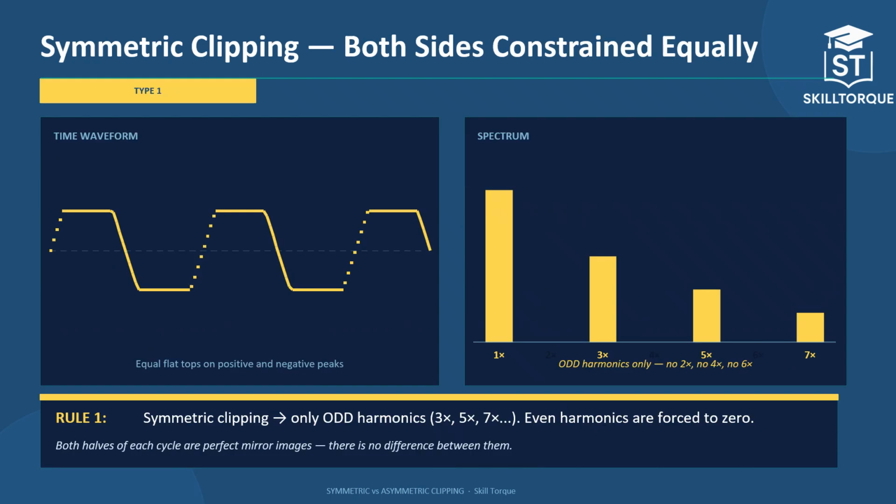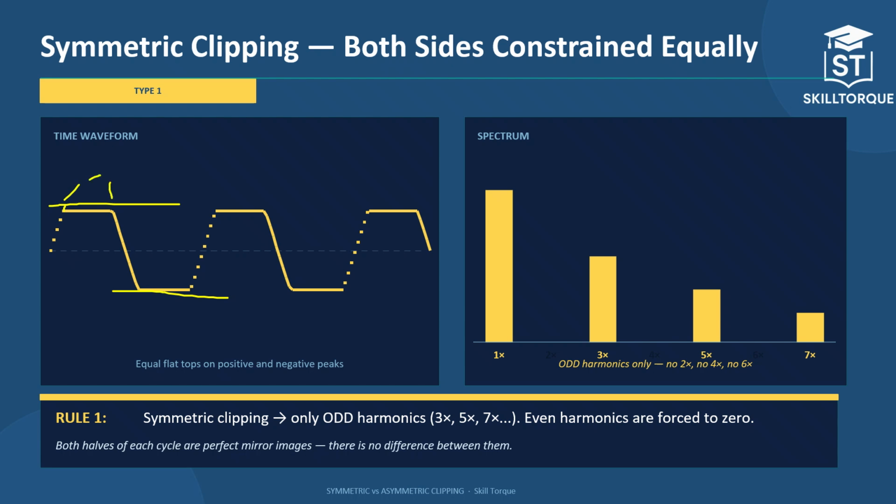Symmetric clipping means the waveform hits a physical limit equally on both sides. The positive peak is flattened by the same amount as the negative peak. So imagine a sine waveform with two horizontal lines drawn at equal distance, one above and one below the center line. Anywhere the waveform crosses between those two lines, it gets cut and becomes flat. So both peaks are equal.